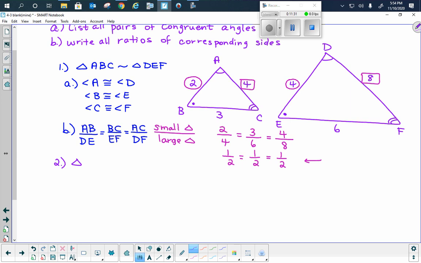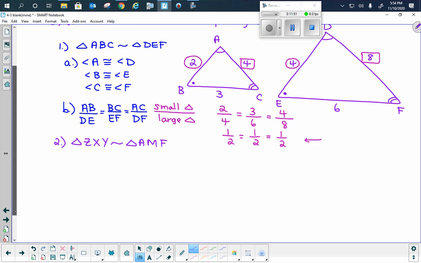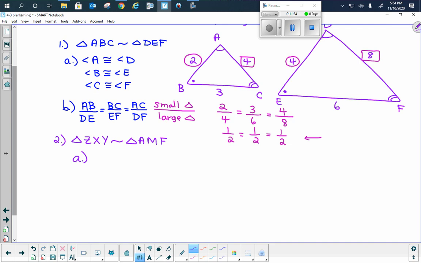So if I just flat out give you the information that triangle ZXY, remember these are capital letters and you should be crossing your Z's, is similar to triangle AMF, I'm confident you could draw the picture, but let's skip it, okay? Let's go with the shortcut. So in A, again, we're supposed to be listing the pairs of congruent angles, okay? That means I'm simply going to say angle Z is congruent to angle A.